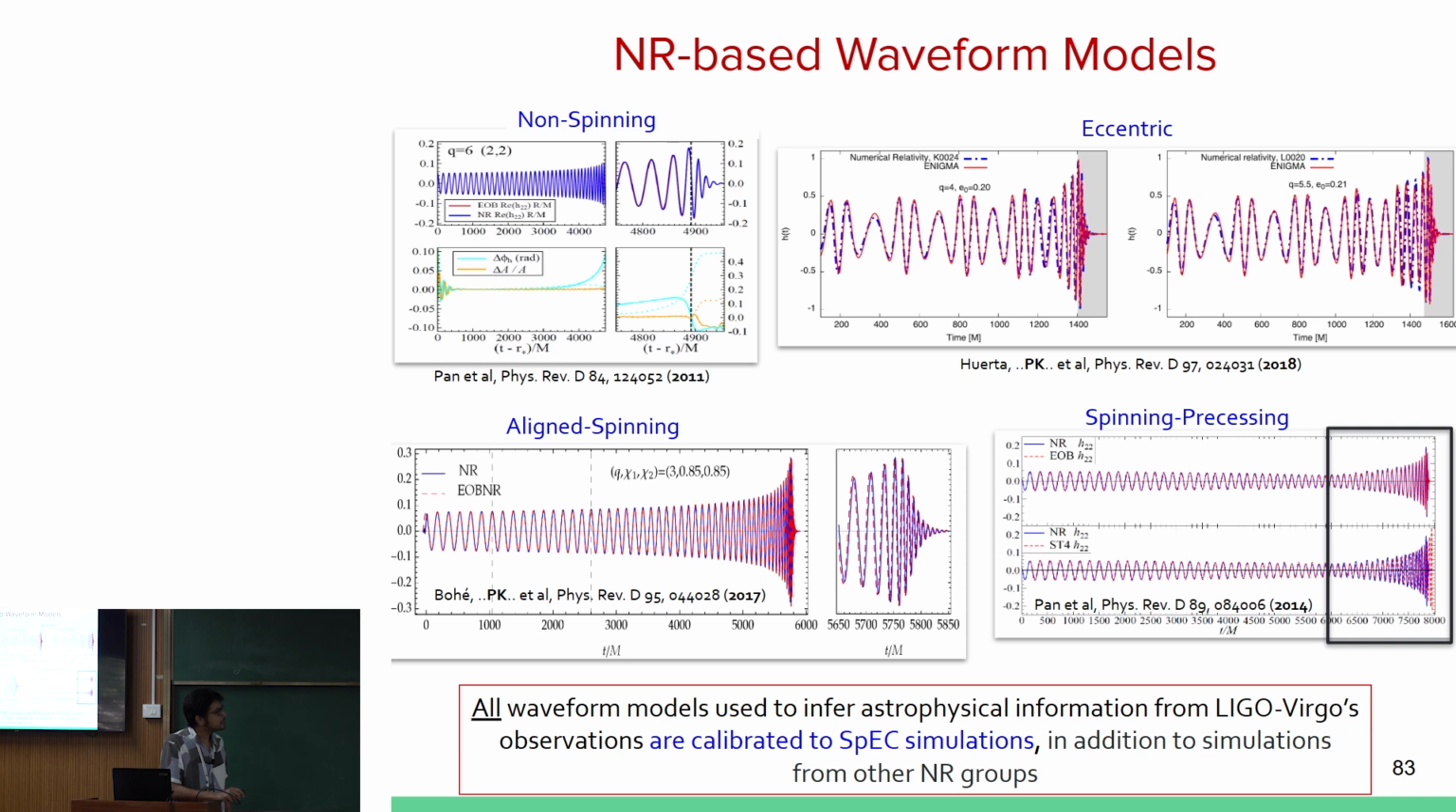So for example, this basically ranges from non-spinning quasi-circular to aligned spinning quasi-circular to spin precessing quasi-spherical, and aligned spin or non-spinning eccentric orbits and so on and so forth. All the waveform models that have been used to analyze LIGO-Virgo signals were calibrated to a few spectrons at least.